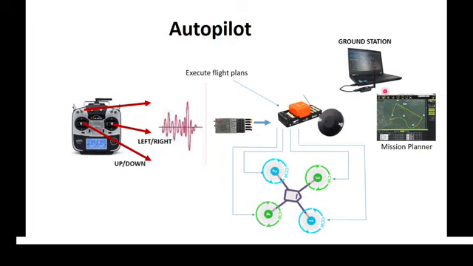In this case, we need a ground station equipped with adequate software that allows us to design flight plans, send the plans to the autopilot, and receive flight data. A good example of this kind of software is Mission Planner that we will use in the Transversal project.